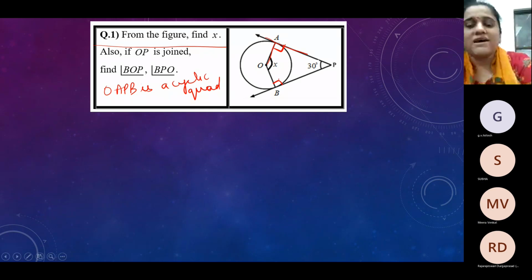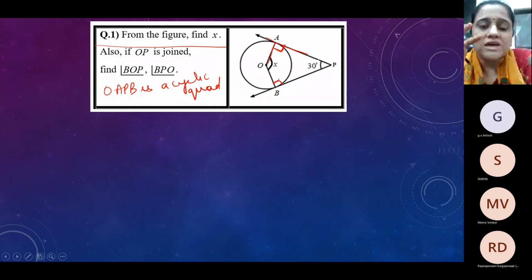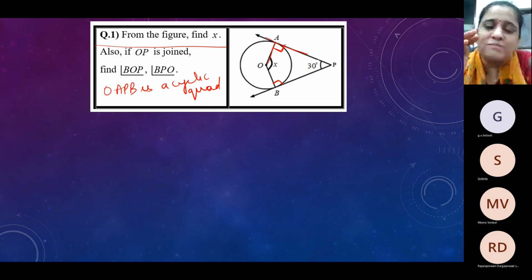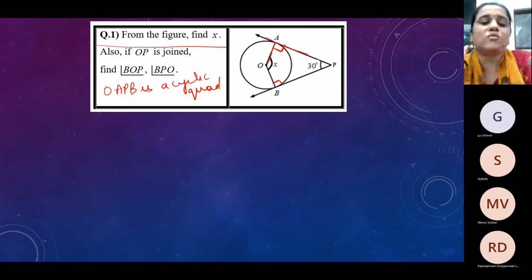If in a quadrilateral, any one pair of opposite angles is supplementary, if one pair of opposite angles adds up to 180 degrees, it's a cyclic quadrilateral. Now, if one pair adds up to 180, the other pair also will add up to 180, because the total sum is 360, right? It's a quadrilateral.